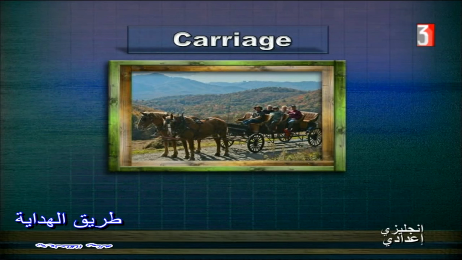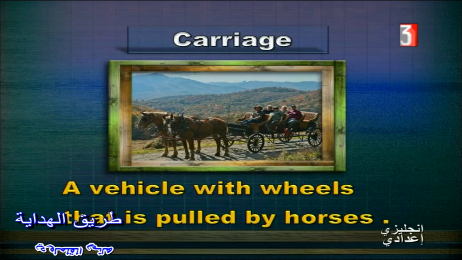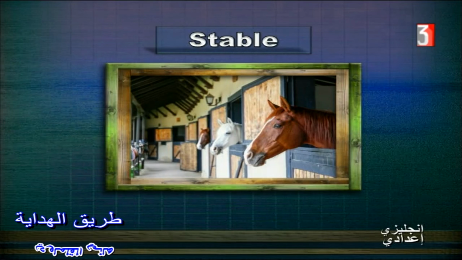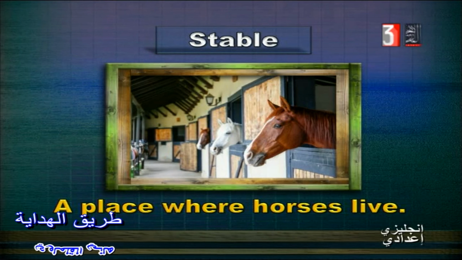Carriage, عربة يجرها خيول. In the past, there were no cars, no trains, no planes. So people used the carriages and horses in order to travel around the countries and cities. Yeah. So a vehicle with wheels that is pulled by horses is called a carriage. Yeah. So what about the place where horses sleep? It's a stable. Stable. A place where horses live.